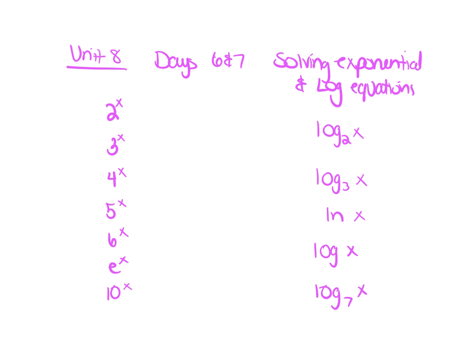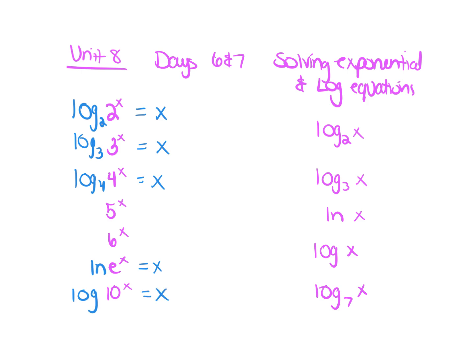So what we can do is take the log base 2 of 2 to the x, and what does that equal? It equals x. Log base 3 of 3 to the x equals x. Log base 4 of 4 to the x equals x. We learned that property earlier on in the unit, and that's your inverse property of log and exponential. We could keep going. ln of e to the x is x. Log base 10 of 10 to the x is x. So we're going to use that property to help us solve exponential functions.